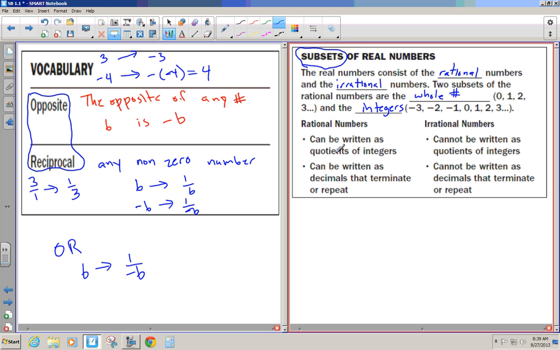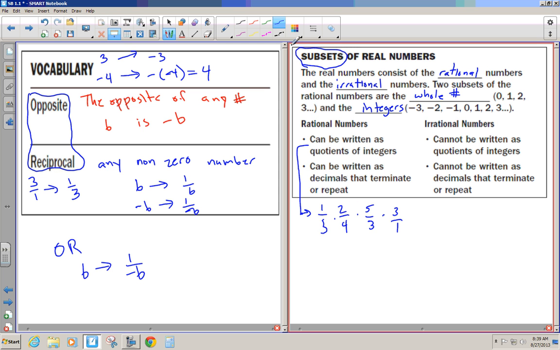Rational numbers can be written as a quotient of integers. So this right here simply means that a rational number can be written as 1/3 or 2/4 or 5/3. It can be just 3, because 3 is just 3 over 1. So it can be written as a quotient of integers.